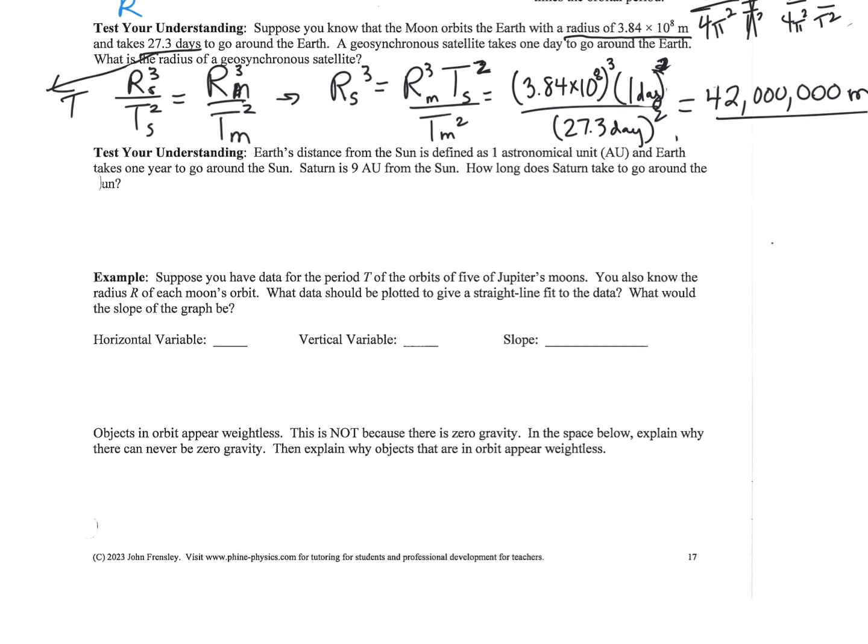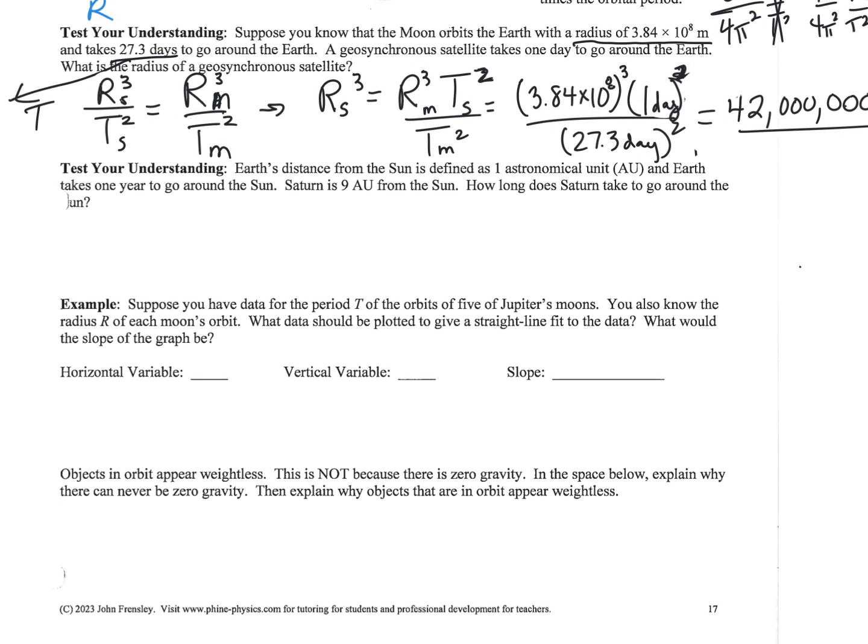All right, so Earth's distance from the sun is defined as 1 astronomical unit, okay? And Earth takes 1 year to go around the sun, so that's the period of the Earth. Saturn is 9 astronomical units from the sun, so this is the radius for Saturn. How long does Saturn take? I hope you see where I'm going with this.